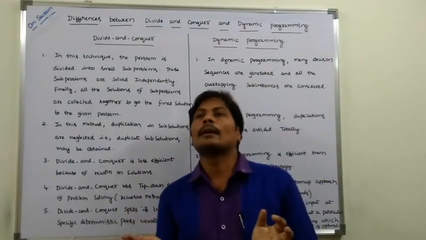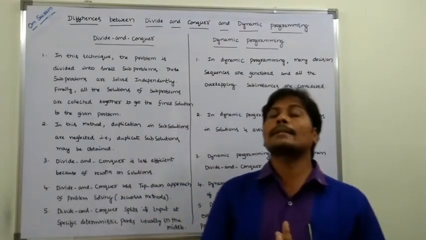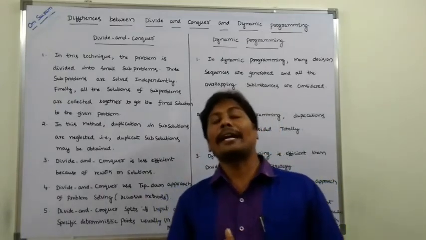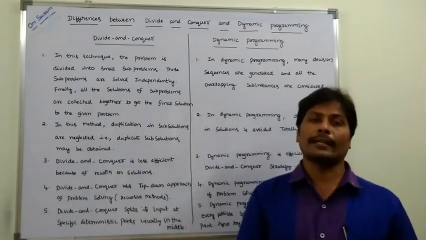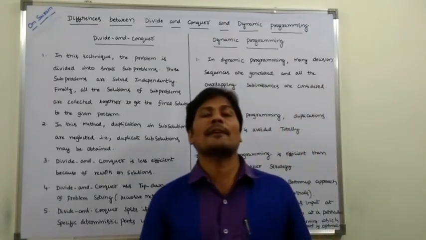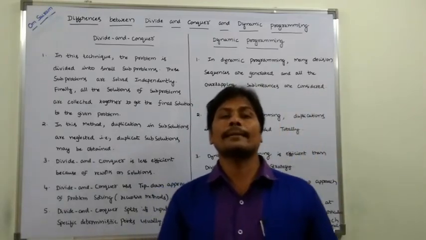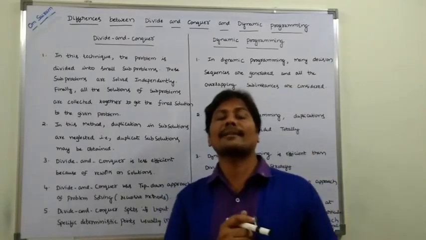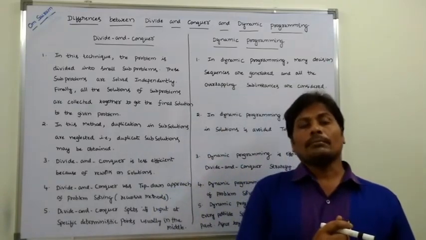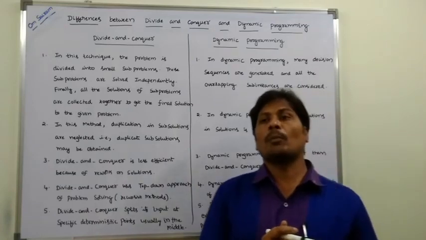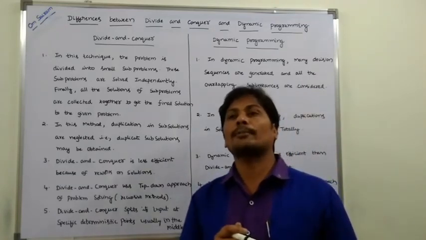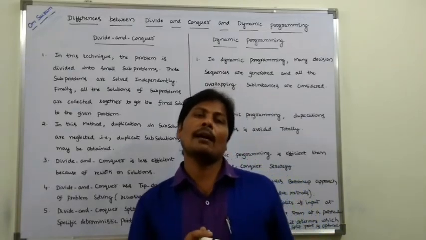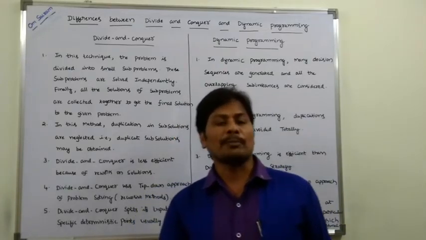What are the examples of divide and conquer? Merge sort, quick sort, finding the maximum and minimum, and binary search. What are the applications of dynamic programming? Multi-stage graph, 0/1 knapsack problem, traveling salesperson problem, single source shortest path problem, and all pairs shortest path problem. These are the examples of dynamic programming.